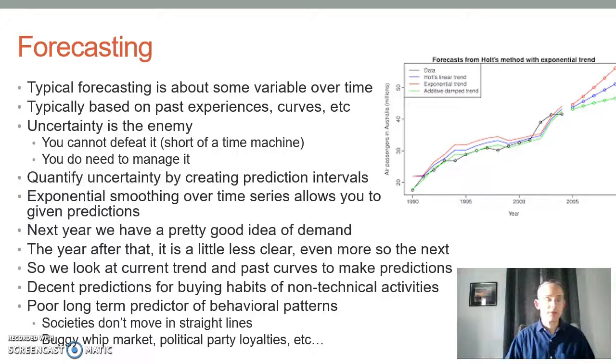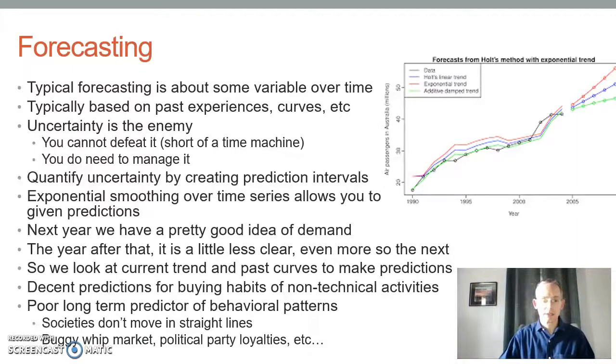You're trying to defeat uncertainty. Now, uncertainty, you don't have a time machine, so you can't defeat it, but you need to manage it. And what forecasting does is allow you to quantify prediction intervals. So exponential smoothing over time series allows you to give predictions that say we'll have a pretty good idea of some sort of demand next year, and then the year after that a little less, but we'll be able to put a case out there, and so you have this expansion as it goes forward. And that's kind of what forecasting is doing for you.